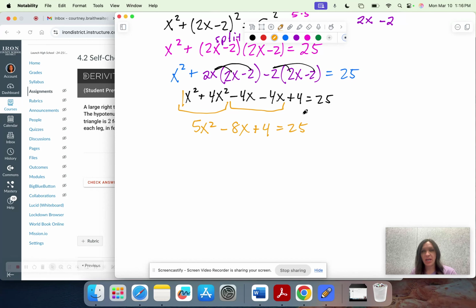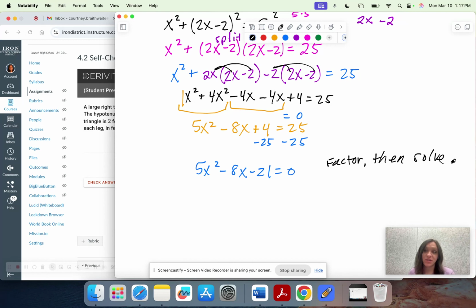Well, remember, we can't solve until this equals 0 right here. So I'm going to subtract 25 from both sides and get 5x squared minus 8x. 4 minus 25 is negative 21, equals 0. Okay, that was a lot of work just to get to the point where we have to factor, then solve.